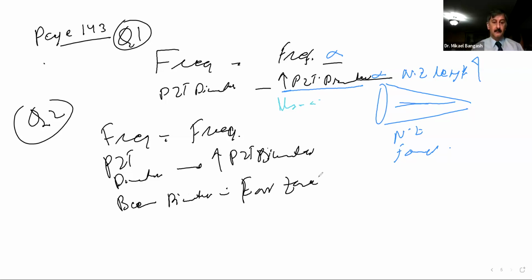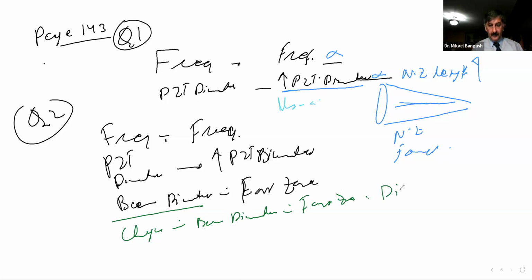In the far zone. Okay. Now what remains to say is, was the change in beam diameter in the far zone what we call divergence.